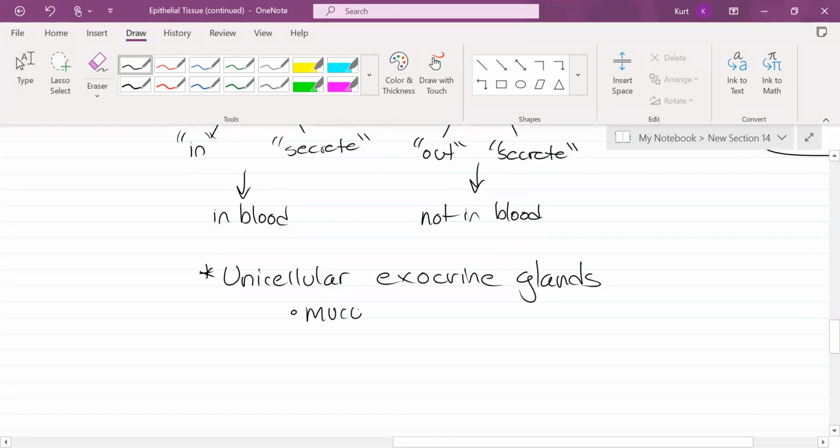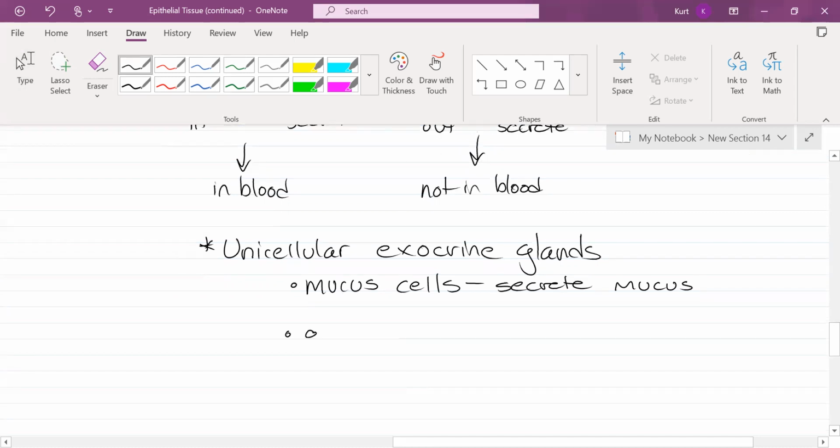There's mucus cells. I'm going to try to draw this too. There's better pictures in your textbook. But a mucus cell secretes mucus. Again, really clever naming. And then the other one is called a goblet cell. This accumulates mucus.